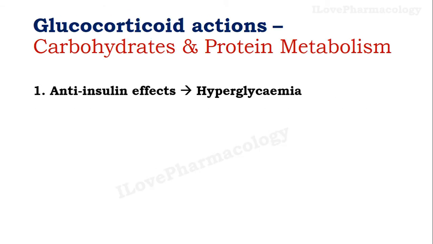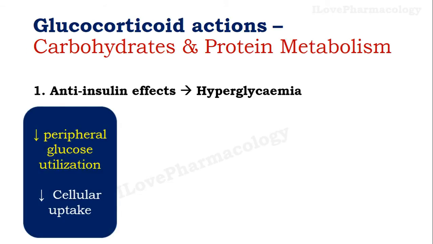Coming to the anti-insulin effects, basically it increases the blood sugar level. The reason for the increase in blood sugar levels is that it decreases peripheral glucose utilization, the reason being that glucocorticoids decrease the cellular uptake of glucose. That's why there is an increase in the blood sugar level.